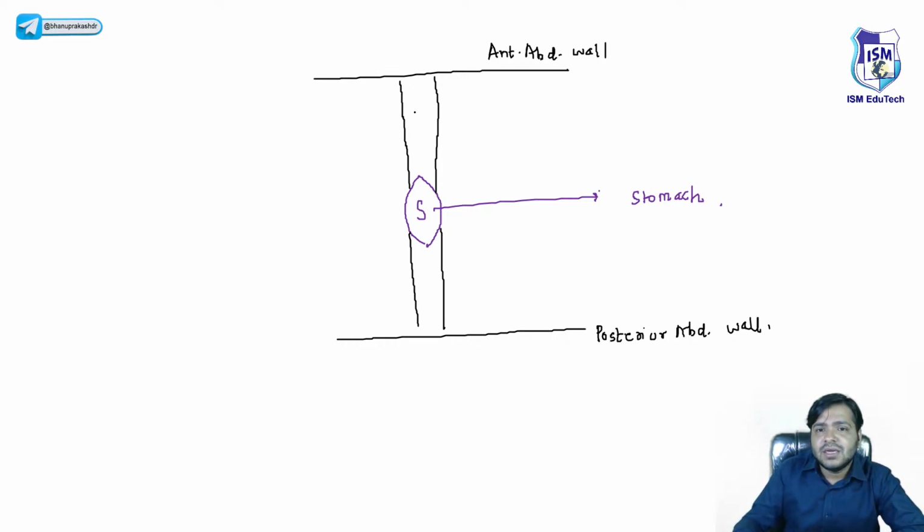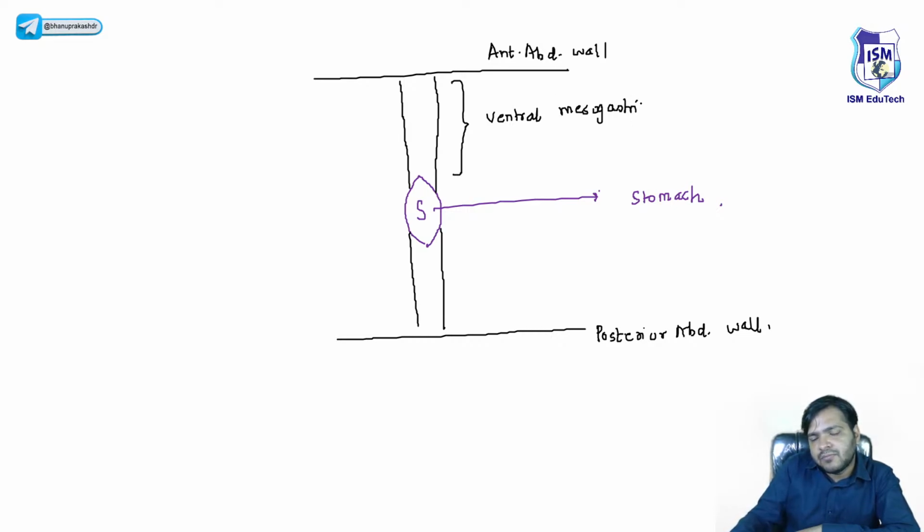Now what happens कि इस वाले मीसोगैस्ट्रियम को हम लोग नाम देते हैं वेंट्रल मीसोगैस्ट्रियम. और इस वाले मीसोगैस्ट्रियम को नाम देंगे डॉर्सल मीसोगैस्ट्रियम, right?